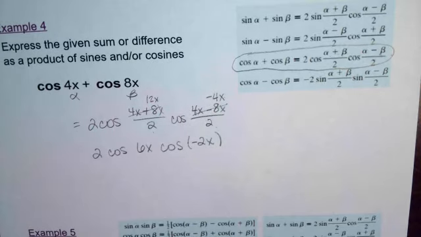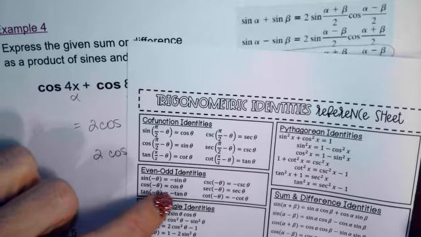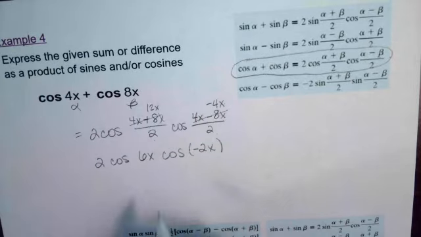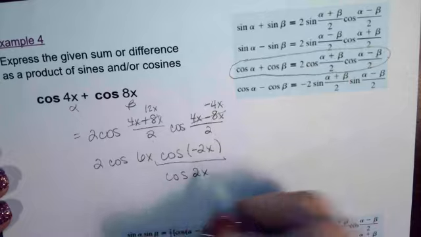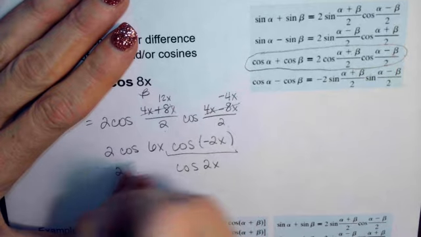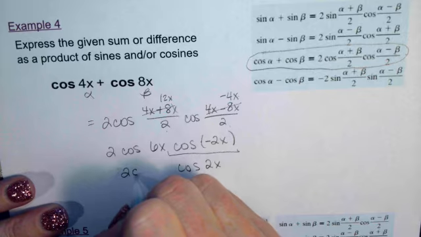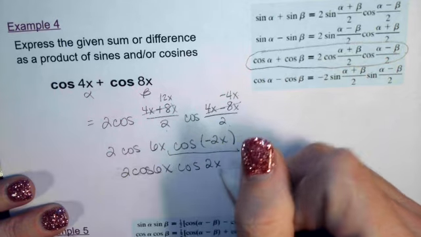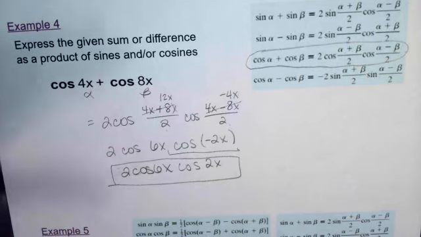But just like the last problem, we have that even-odd identity. So cosine of a negative value is equal to cosine of the positive value. So this is the same as cosine of 2x. And then I just bring everything else down. I just don't know why my brain didn't want to do that. So then we've got 2 cosine of 6x, cosine of 2x, and this would be the answer.